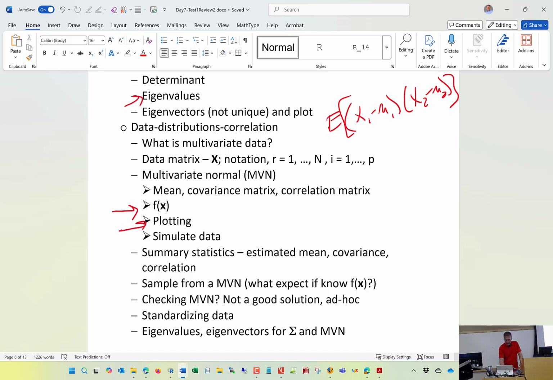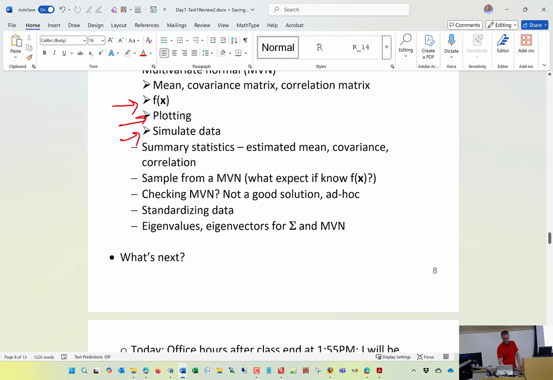How can you plot the distribution? How can you simulate data from a distribution? I could ask you a question about, why is data simulation even important to begin with? And that could be a good short answer question. Or I could ask you, for this multivariate normal, simulate some data, show me the first data value that's simulated to prove that you did it right.